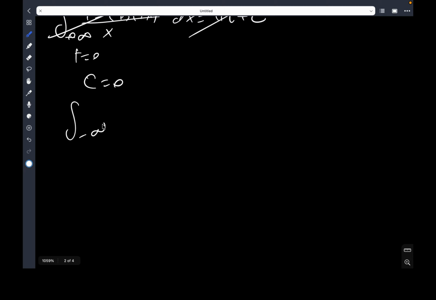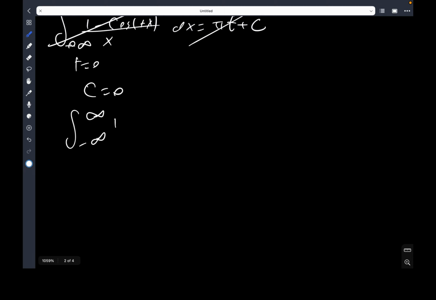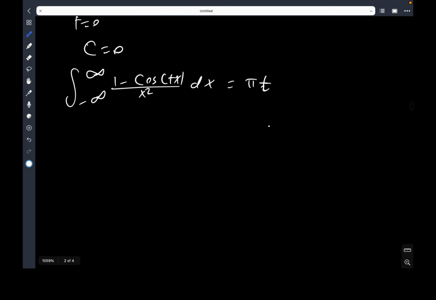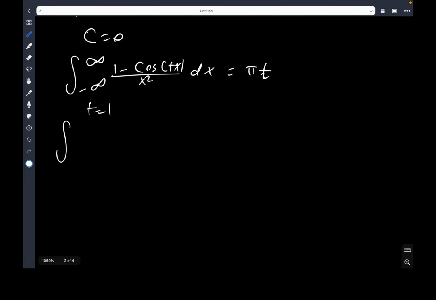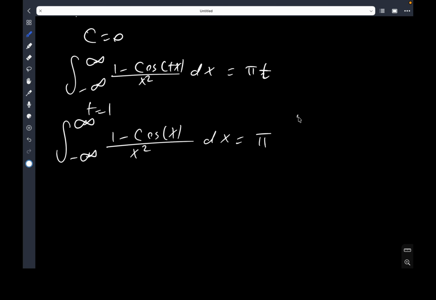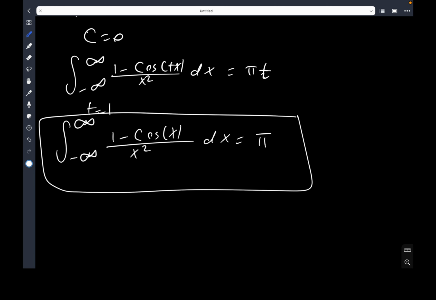So the integral from negative infinity to infinity of 1 minus cosine of tx over x squared dx is pi t. And if I plug in t equals 1, I'm going to get the integral from negative infinity to infinity of 1 minus cosine x over x squared dx, which is equal to pi. So that is the final answer of my integral here.